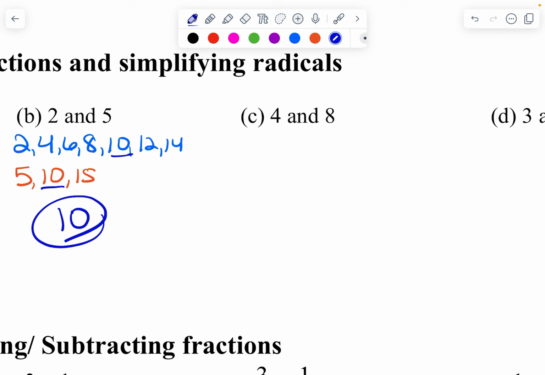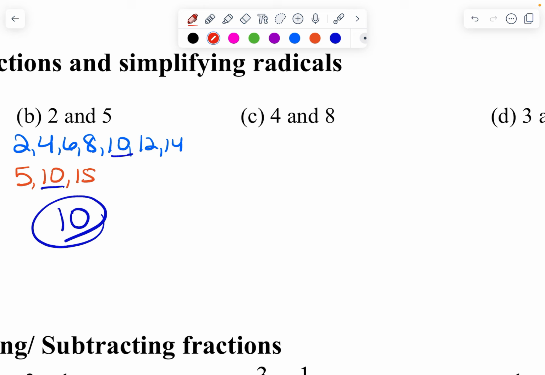And for 4 and 8, I'm going to show the other method for doing that, which is to write out the factor tree. Now, if you're going, I don't want to write out a factor tree, I like writing out multiples, do that. And you might be able to look at this and say, I already know what the least common multiple is. That's fine too. Ultimately, I just need you to find the least common multiple.